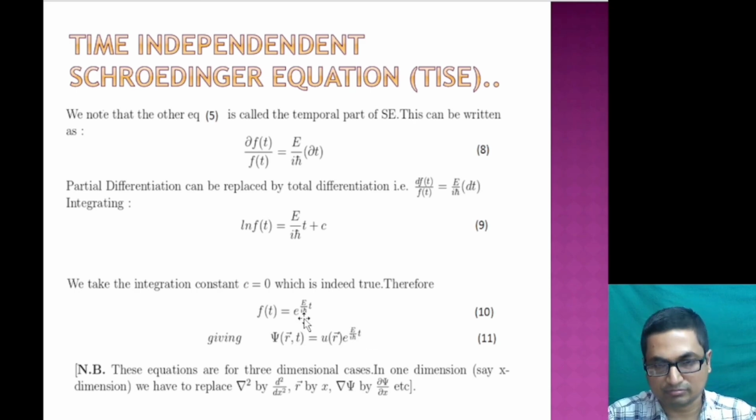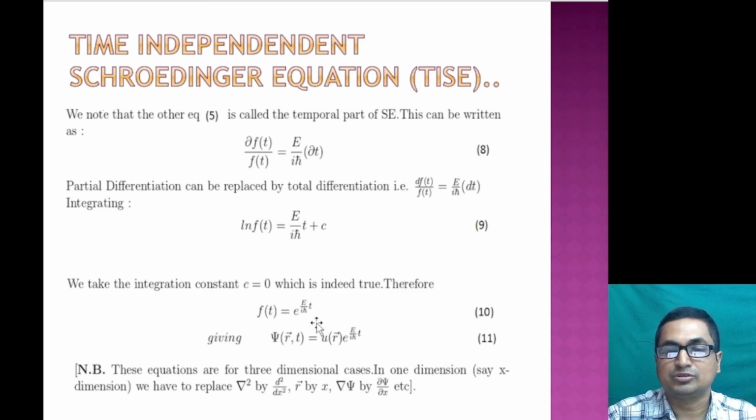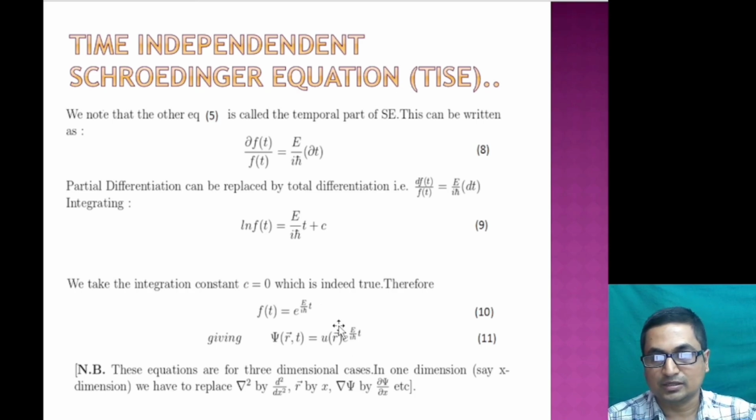We can also write this as minus i E divided by h cross times t, because 1 over i equals minus i, since i squared is minus 1. So this i and i will cancel, and ultimately we get e to the minus i E t divided by h cross. In this way we get the time independent Schrödinger equation.